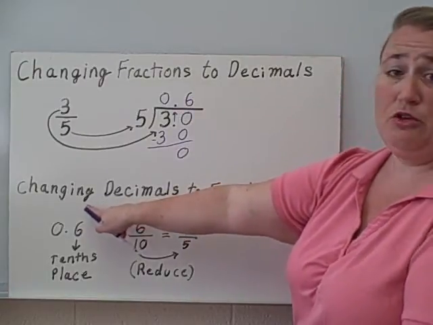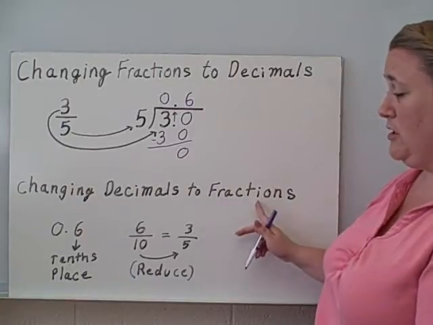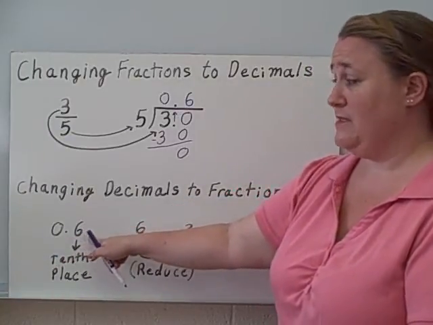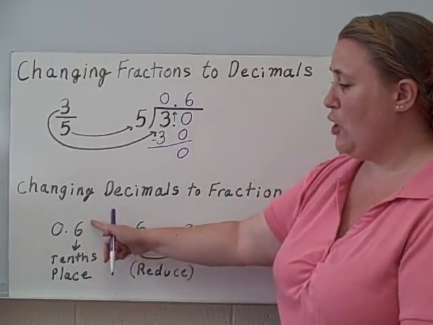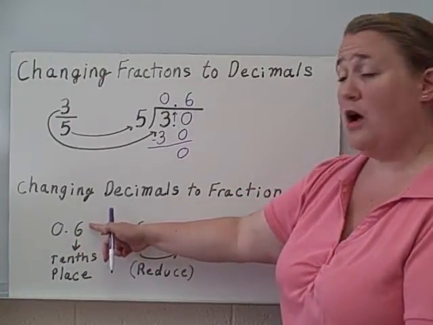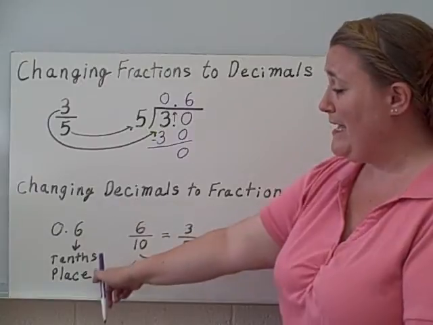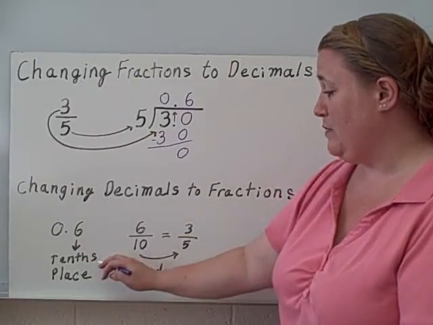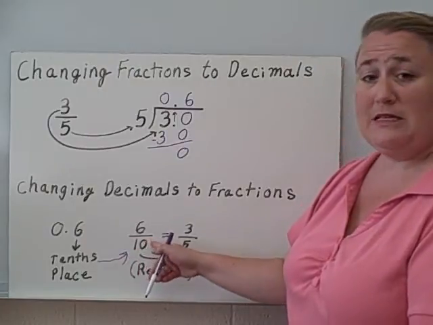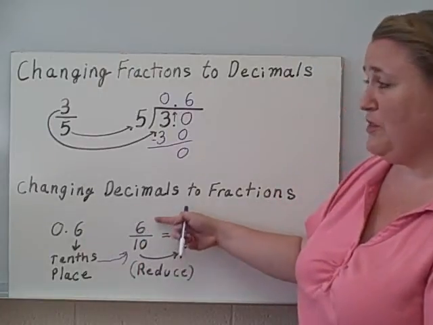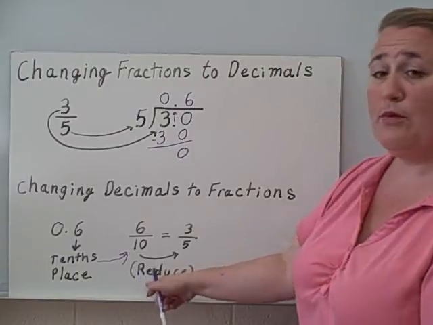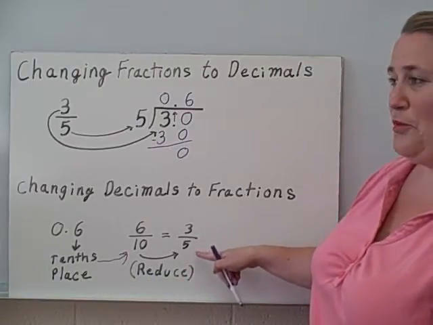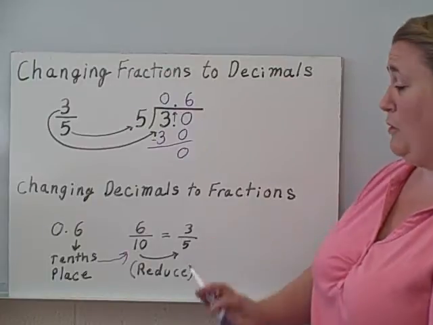We also need to review changing decimals to fractions. So if we have the decimal 6/10 or 0.6, we look at the place value of where the number is. It's in the tenths place. Because it's in the tenths place, we put a 10 on the bottom and then put the number on top. But remember, we reduce always, so we get 3/5. Okay?